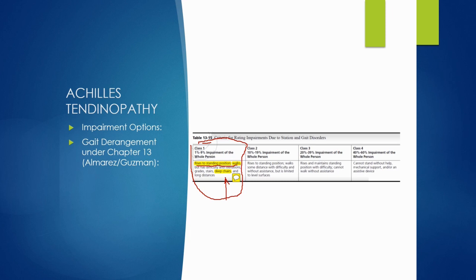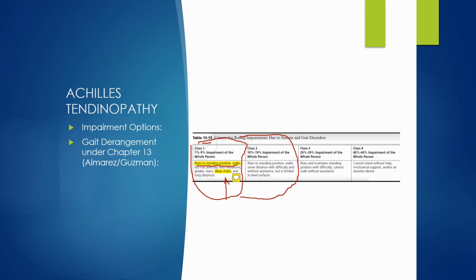In those examinees who you're convinced do have such difficulties, you can provide as much as 9% whole person impairment out of Chapter 13 and thereby escape the limitations inherent within Chapter 17. For a Class 2 impairment, this is an examinee who can rise to a standing position, who can walk some distance with difficulty and without assistance, but is limited to level surfaces.